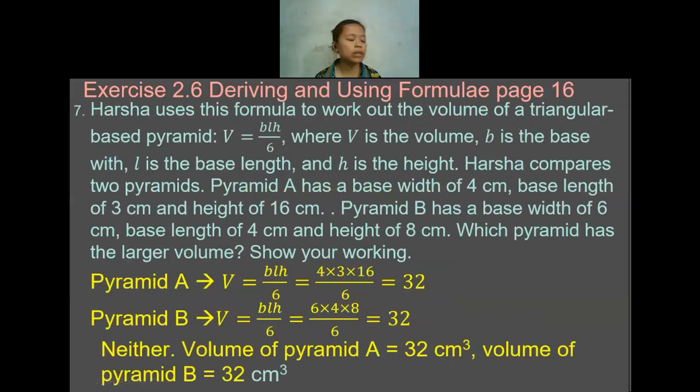For the question 7, we already have the sentence in here. Harsha uses the formula to work out the volume of a triangular base pyramid. The formula is V is equals to BLH by 6. Remember that BLH means B times L times H. And then the V for the volume, B for the base width, L for the base length, H for the height.